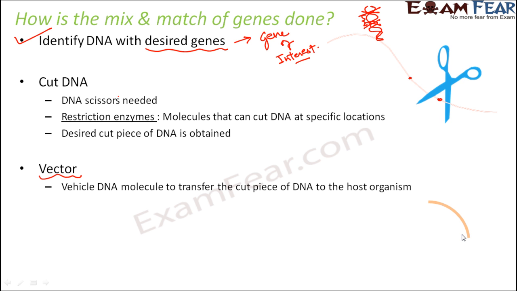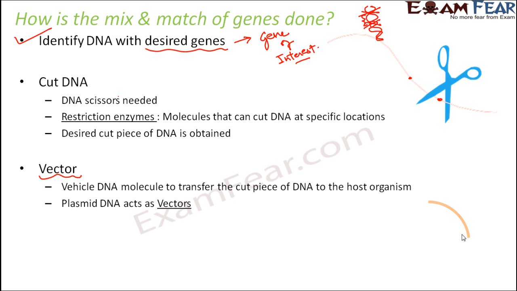Please remember the word vector; you have heard it before while we were talking about infectious diseases. If you remember, mosquitoes are the vectors for the disease malaria. Why? Because they act as carriers. They carry the germ from one person to another person. So they are the carriers. Similarly here also, the vectors are the carriers. So the vehicle DNA molecule, this special DNA molecule which acts as a carrier or a vehicle, is known as a vector.